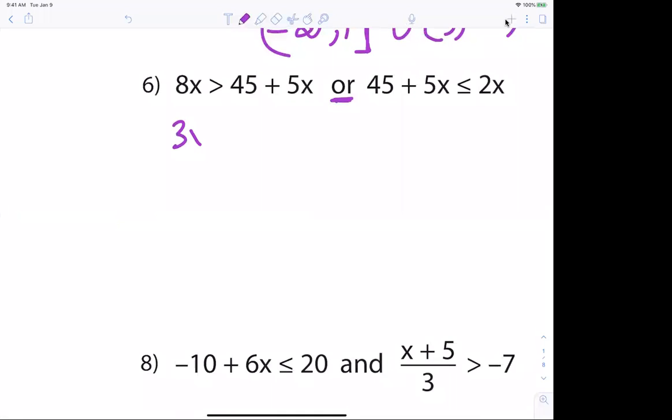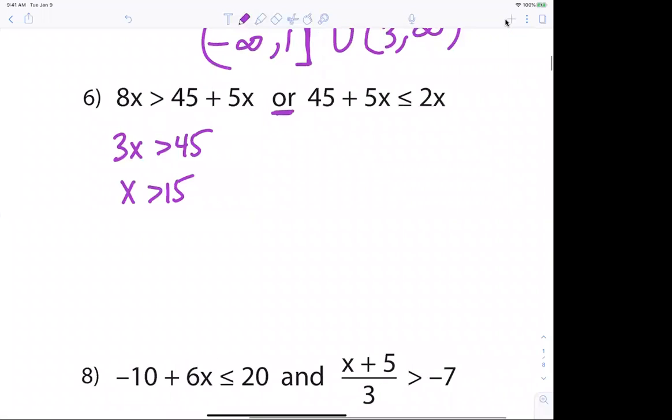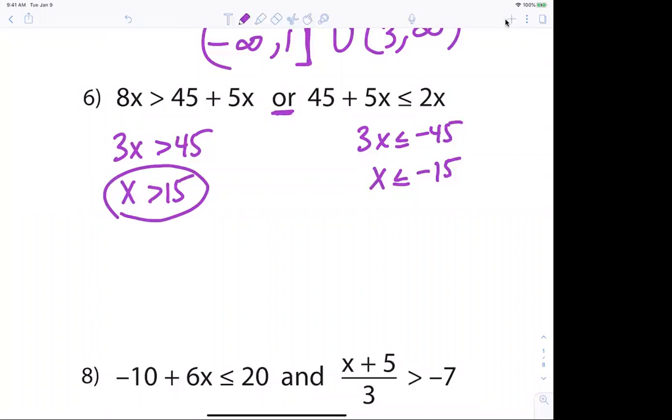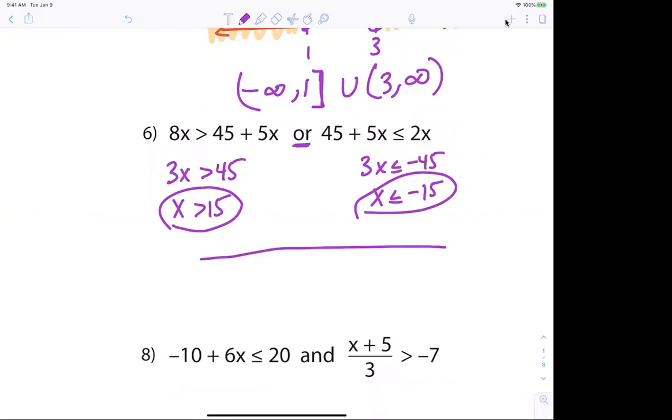So 3x is greater than 45. Over here, I would have 3x is less than or equal to -45. So x is less than or equal to -15. So this one's a little strange. What is greater than 15 or less than -15? Again, it's hard for you to see, so I was told to just check it out.